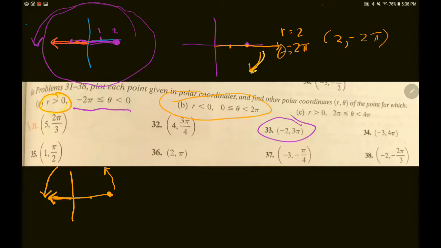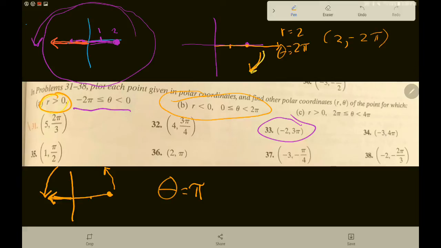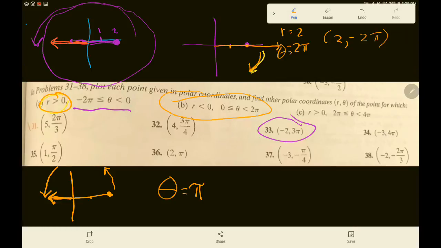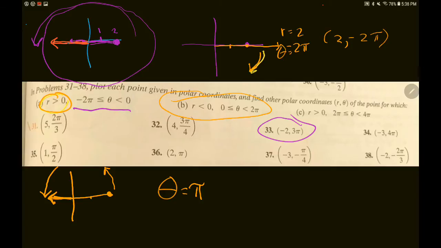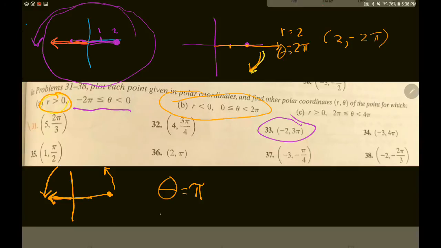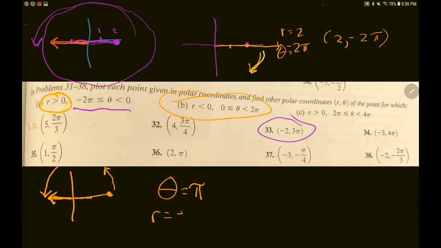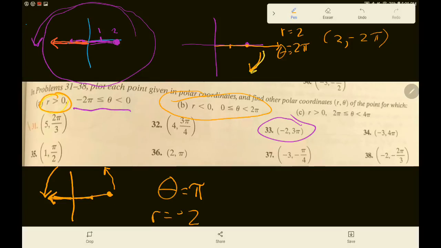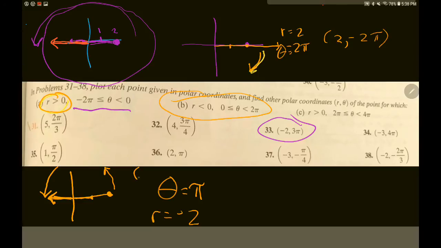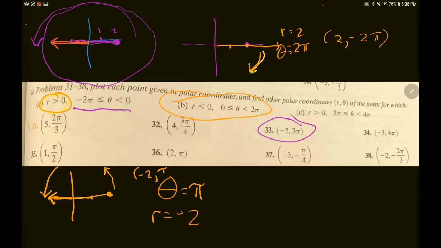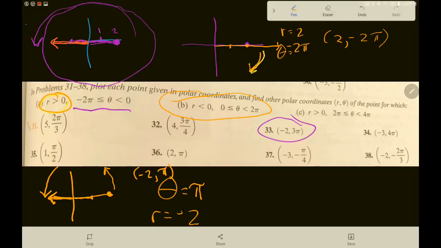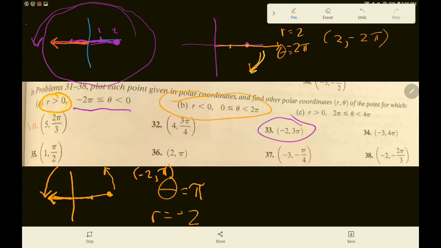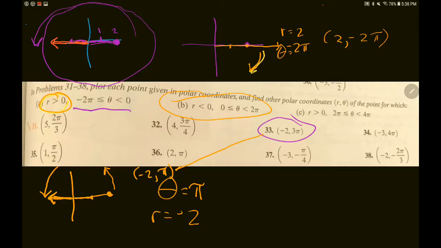So that is a theta equals pi. And we're not going to move in that direction. We're going to move in the opposite direction. So that's going to give us an r that's negative. And we go 1, 2, r of negative 2. So this is the point negative 2, comma pi. It's very similar to our original problem, which was negative 2, 3 pi.